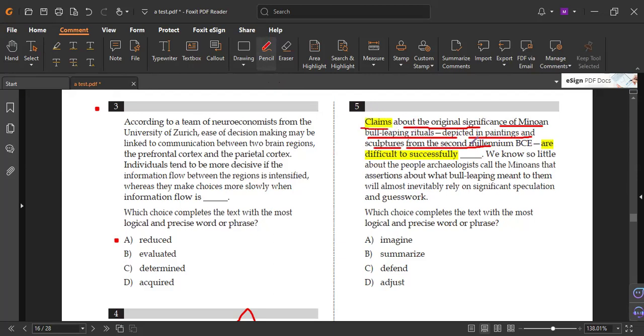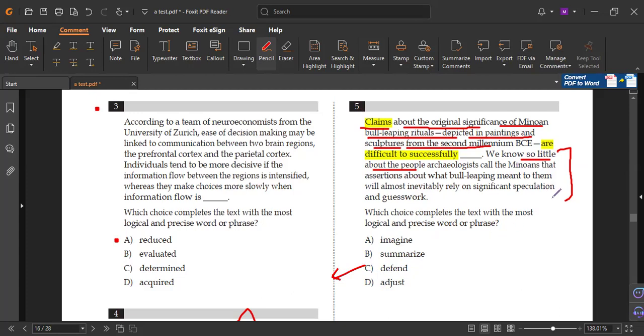So claims are difficult to successfully do what? Claims means ideas. You see, you theorized an idea. So what is difficult to? Difficult to imagine, difficult to summarize, difficult to defend, difficult to adjust. How can I guess? The writer gives me information. He said we know so little about the people. Do you imagine? That means it's so difficult to defend these claims, to prove and support these claims. So it must be letter C.